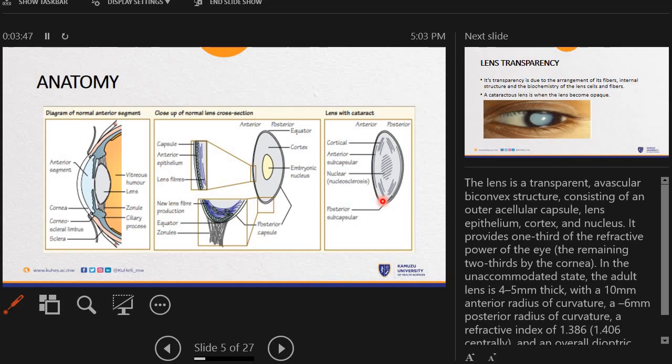And we know that one thing I forgot to mention is, the lens is a very important structure that helps in refracting light. So the cornea provides about 2/3 of the refraction of light to focus it on the retina, whilst the lens provides about 1/3 of it.